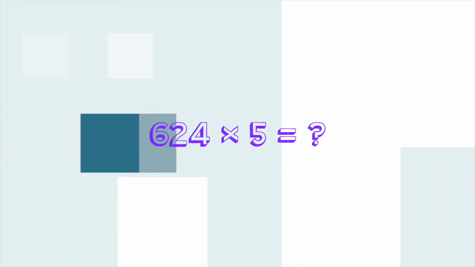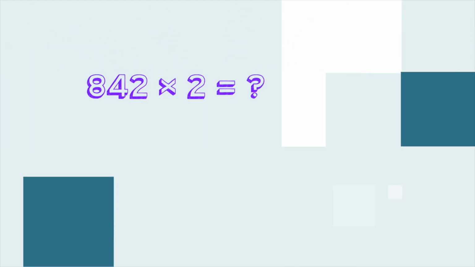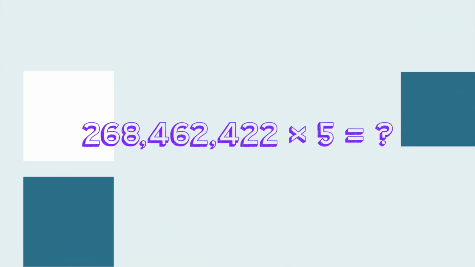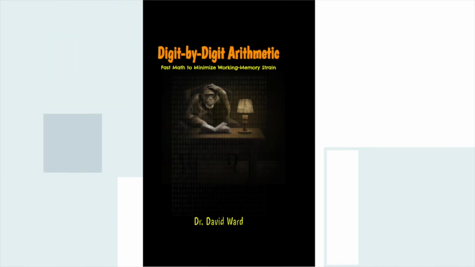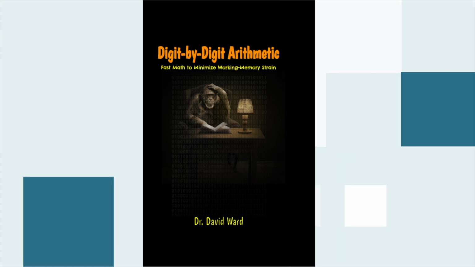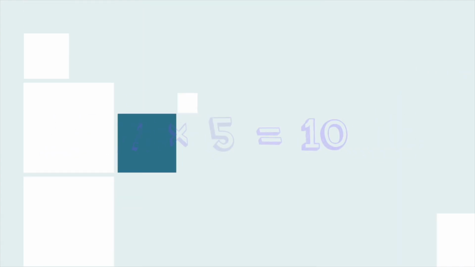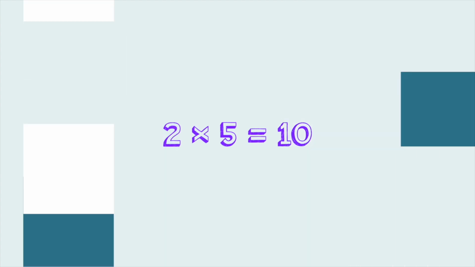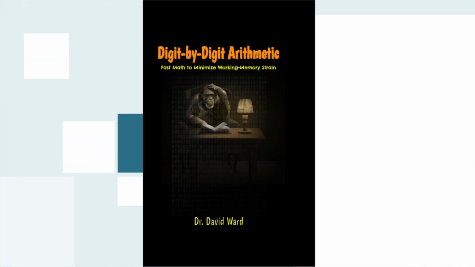Wouldn't it be nice if you could just look at an arithmetic problem and know the answer? Wouldn't it be nice if it was as easy as reading off the digits? Wouldn't it be nice if large numbers were no more difficult than small numbers? They just take a little longer to rattle off the answer. This is exactly what the method in digit-by-digit arithmetic achieves. For example, you can multiply by 5 by simply reading off half of each digit from left to right and adding on a 0 when you're done. For 2 times 5, you would simply say 10 because half of 20 is 10. Digit-by-digit arithmetic, fast math to minimize working memory strain.